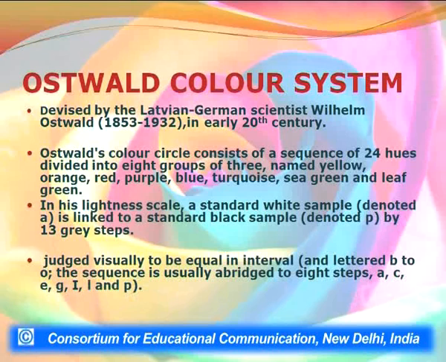In his lightness scale, a standard white sample denoted A is linked to a standard black sample denoted P by 13 gray steps, you will find in the next slide, judged visually to be equal in interval, and lettered B to O. The sequence is usually abridged to 8 steps, A, C, E, G, I, L and P.